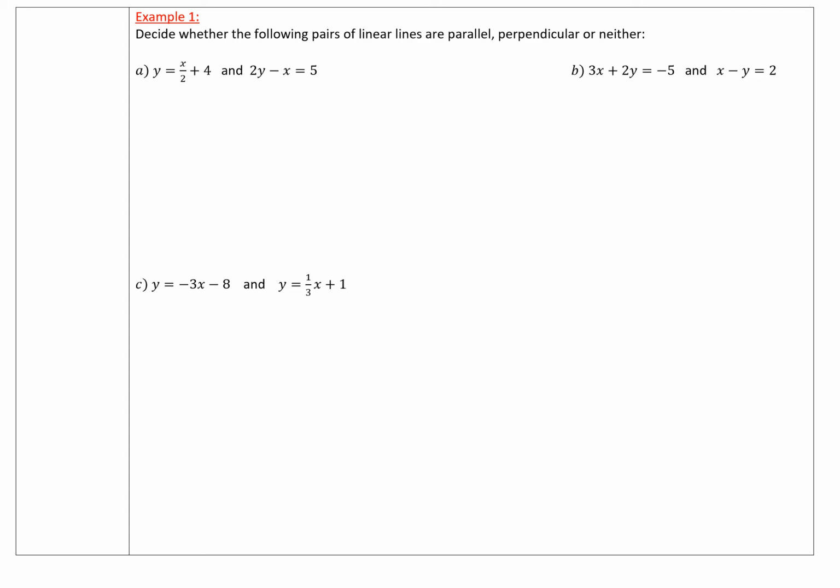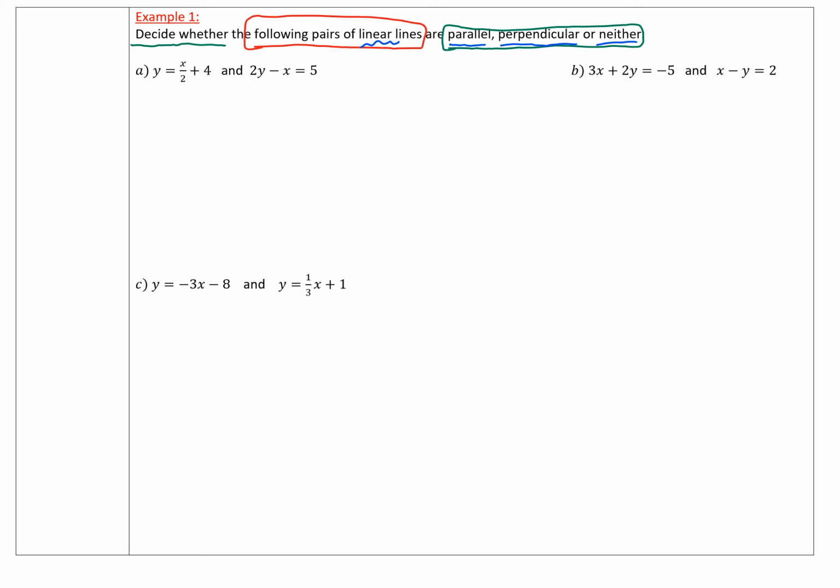So let's see what this looks like in practice. We're being asked to decide whether the following pairs of linear lines are parallel, perpendicular, or neither. Now, these words have significance. They refer to certain aspects of algebra and geometry, so I'm going to put a little blue line to say that we have to have knowledge of what those words mean before we can begin. We're talking about the following pairs of linear lines, and the reason we're able to do this so easily is because we know they're linear.